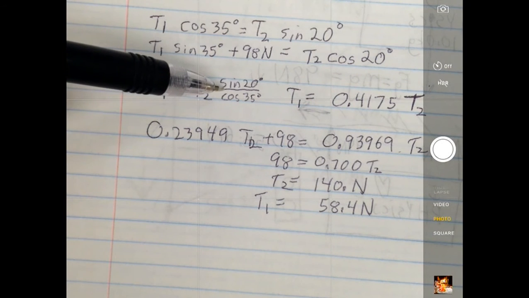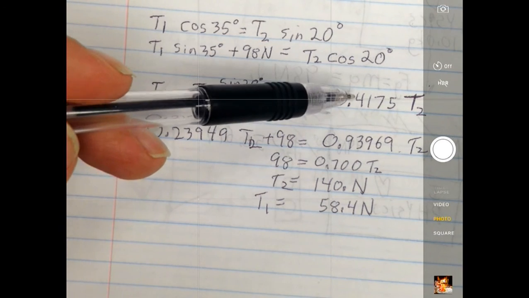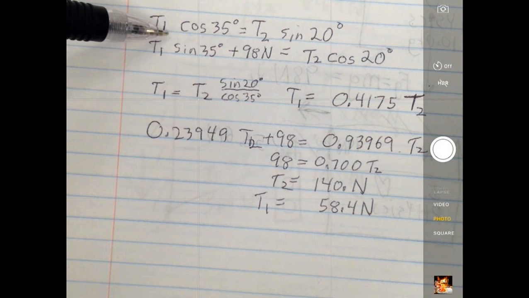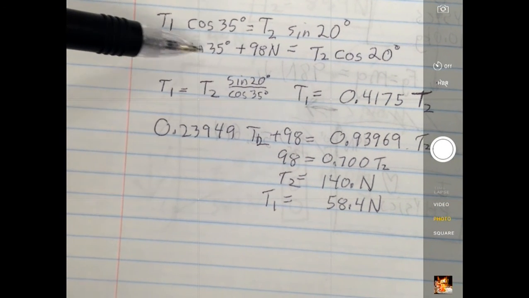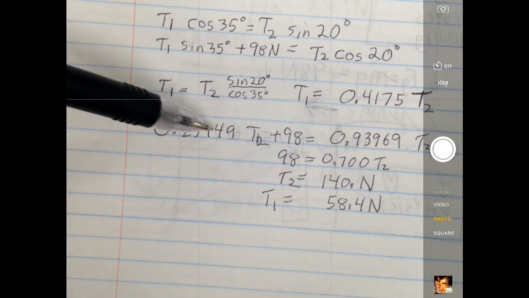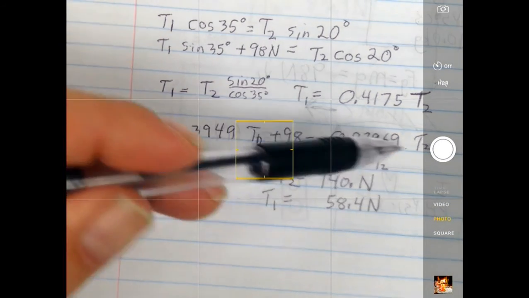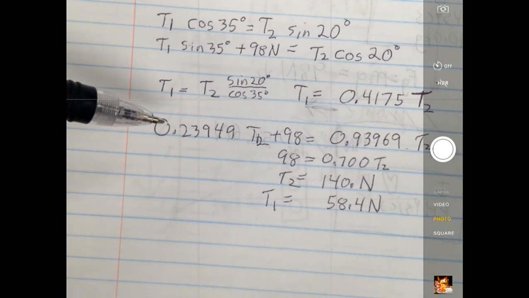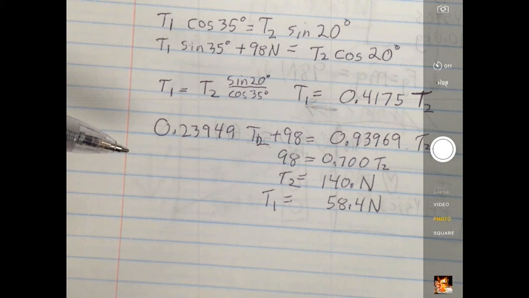And I used a calculator, right? So the sine of 20 degrees divided by the cosine of 35 degrees, and that was 0.4175. Multiply that by the sine of 35 degrees here, then add 98 newtons, so 0.23949 T2 plus 98 is equal to 0.93969 T2. Math 1, solve for T2. I think Santosh got it correct.